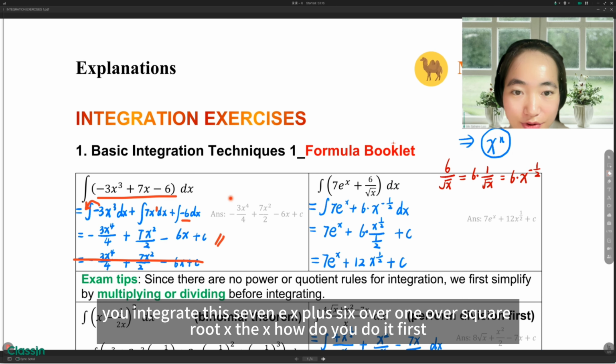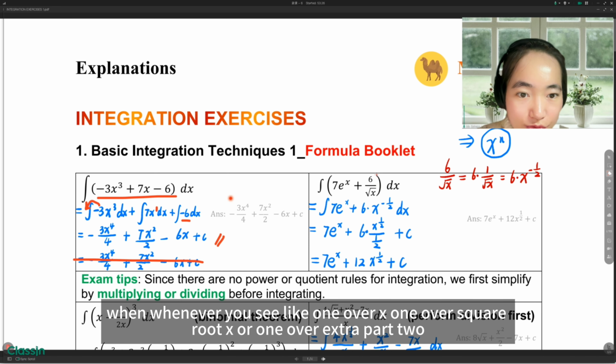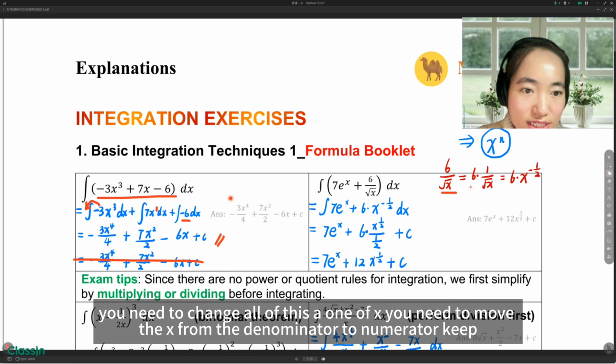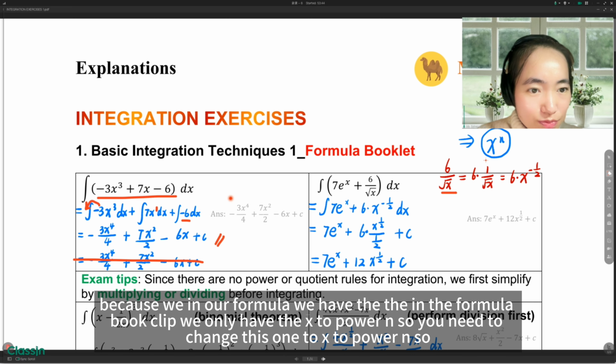Next, you integrate this 7e^x plus 6 over square root x dx. How to do it? First, whenever you see like 1 over x, 1 over square root x, or 1 over x to the power 2, you need to change all of this. You need to move the x from the denominator to the numerator, because in the formula booklet we only have x to the power n, so you need to change this one to x to the power n.